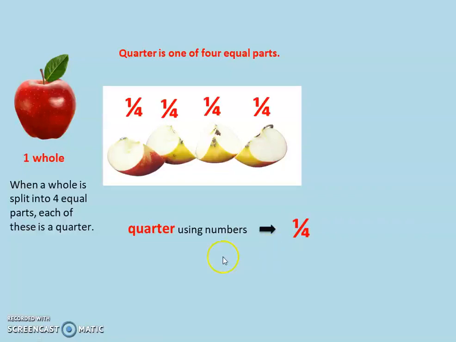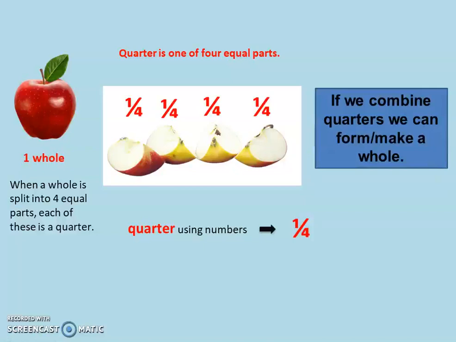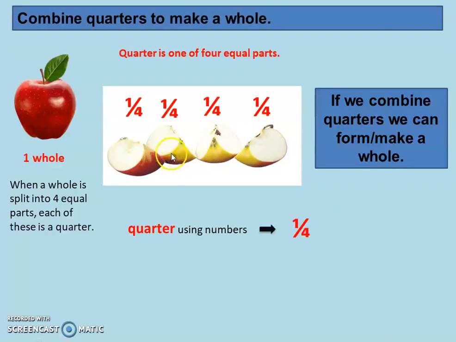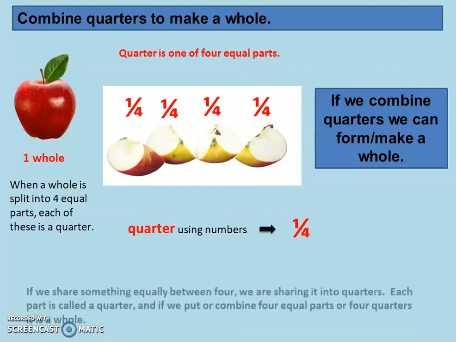Okay, then if we split the whole into 4 equal parts, remember that each part is what we call a quarter. But if we combine the quarters, we can form or make a whole. Take note of that. If we combine quarters, we can form or make a whole. That's why these 4 quarters are already now a whole. We combined them together, so we were able to make a whole.